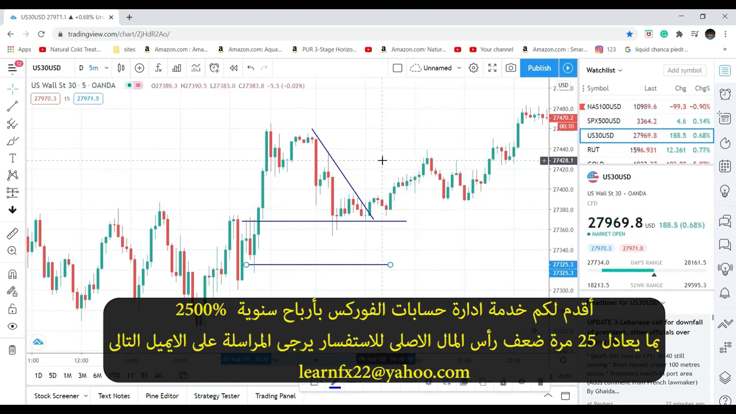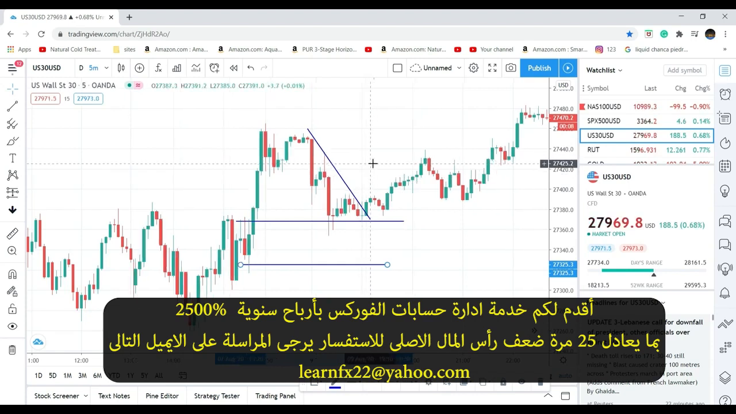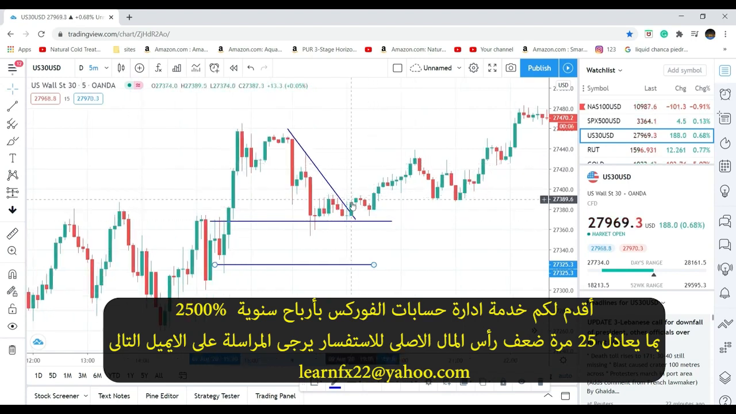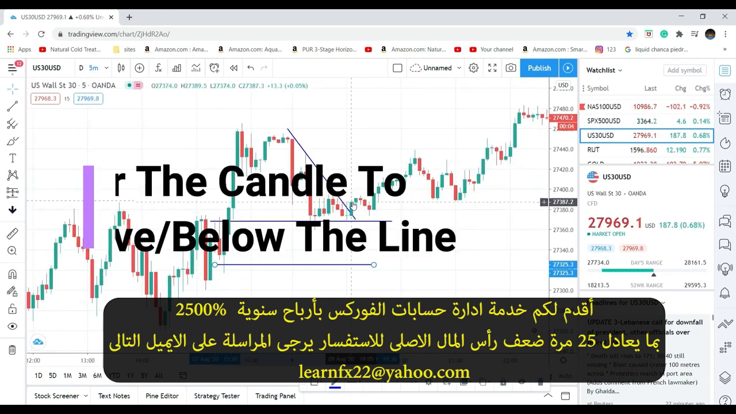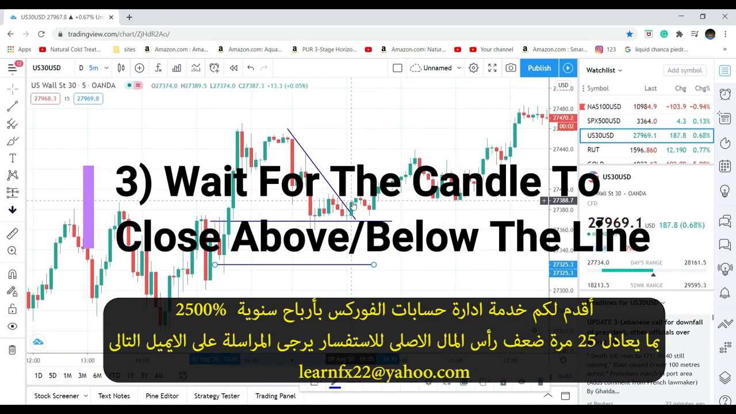Now the third way to enter a trend line break is you're waiting for this candlestick to close above the trend line.